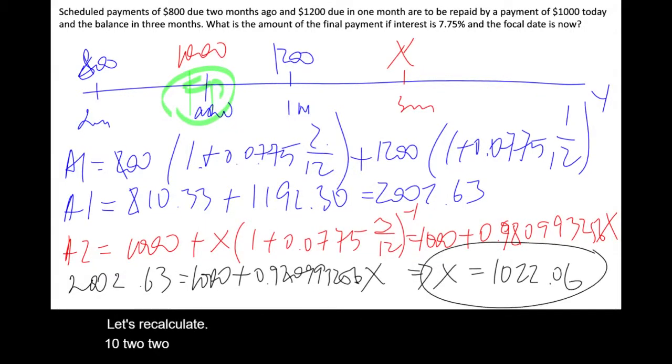$10,022.06. That is the answer. Questions? Next.